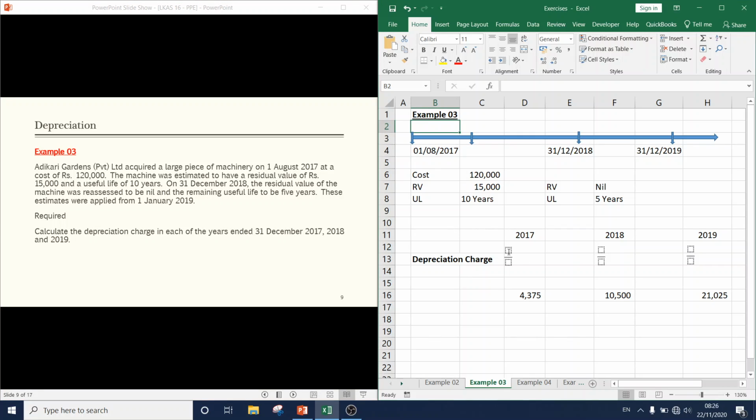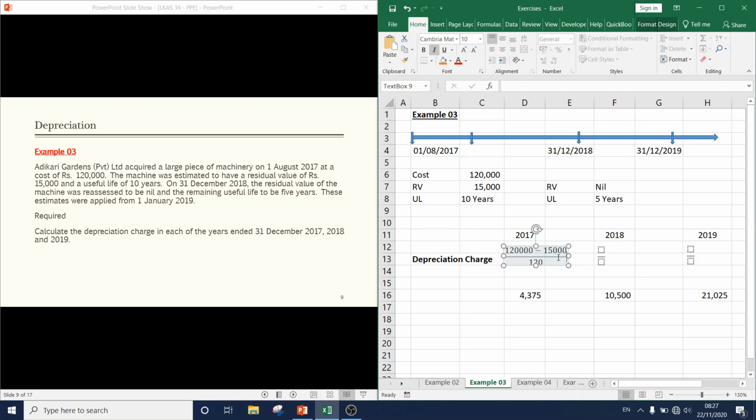Okay, depreciation charge here, 2017. Here we have 31st December 2017. From 1st of August to 31st December, how many months? 5 months. So for 2017 we need to depreciate for 5 months. Depreciation means depreciable amount over useful life. Depreciable amount means cost minus residual value, over useful life, 10 years in months, 10 into 12, 120 months.